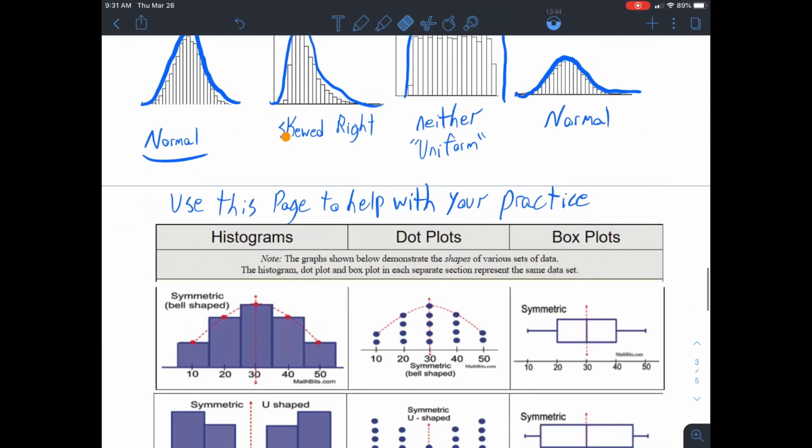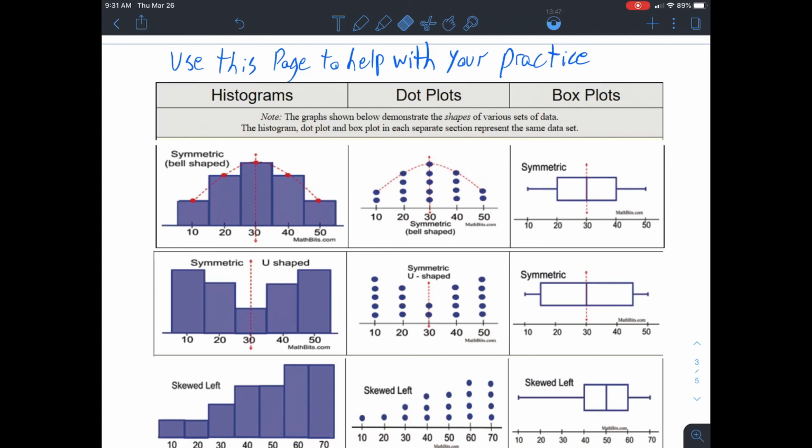Alright guys, so this last page is just to kind of help with your practice. It has a lot of information about what it looks like to be a normal curve or skewed in each of our different representations that we've looked at. So histograms. A symmetrical bell-shaped histogram looks like this. It's symmetrical because we can divide it in half and it's the same on both sides. Here's what that looks like on a dot plot. And we've talked a lot about what that looks like on a box plot this week. The whiskers are about the same length. Each half of the box is about the same.